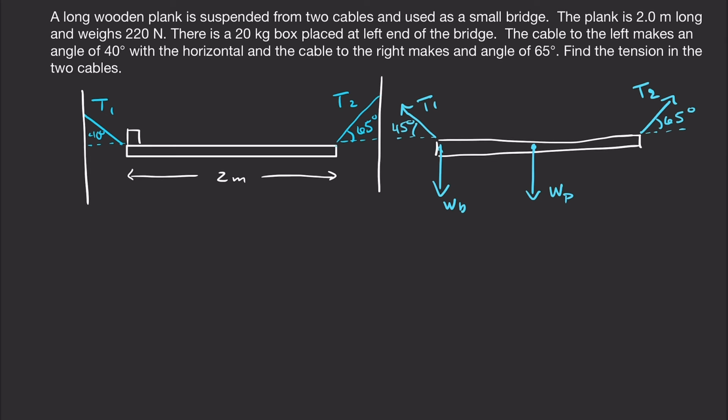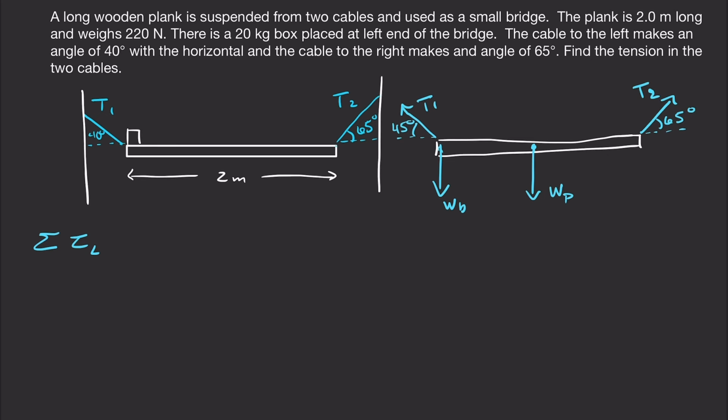And so the first thing you should think to do is to sum up all the forces. But notice if you sum up all the forces in the x or the y direction, both T1 and T2 have x and y components. And so we would always have 2 unknowns, so we couldn't solve them right away. So the easiest thing to do is to sum up the torques, because this plank is in rotational equilibrium, so it's not rotating or translating.